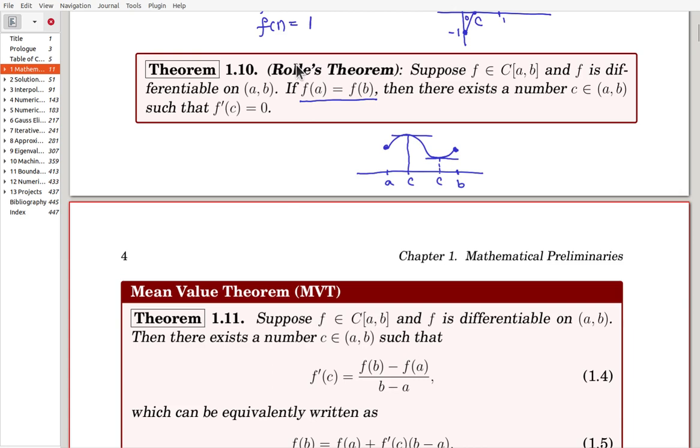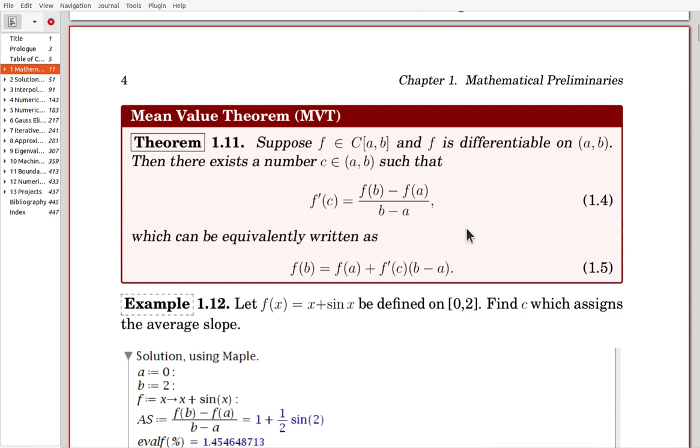So Rolle's theorem is a special case of the mean value theorem. Pictorially, here are A and B, that is A, that is B. Now f of A and f of B, and f is continuous and differentiable. So let's connect with a smooth curve. Assume this is the graph of f.